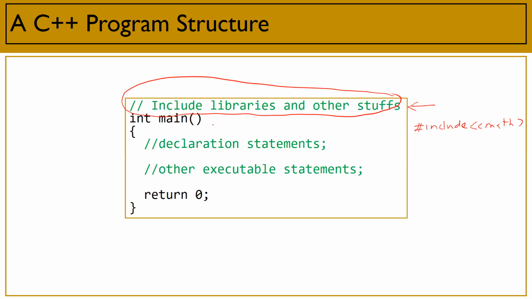Then we have this int main. And once you start your function, at the top you can declare the different data types that you are going to use.